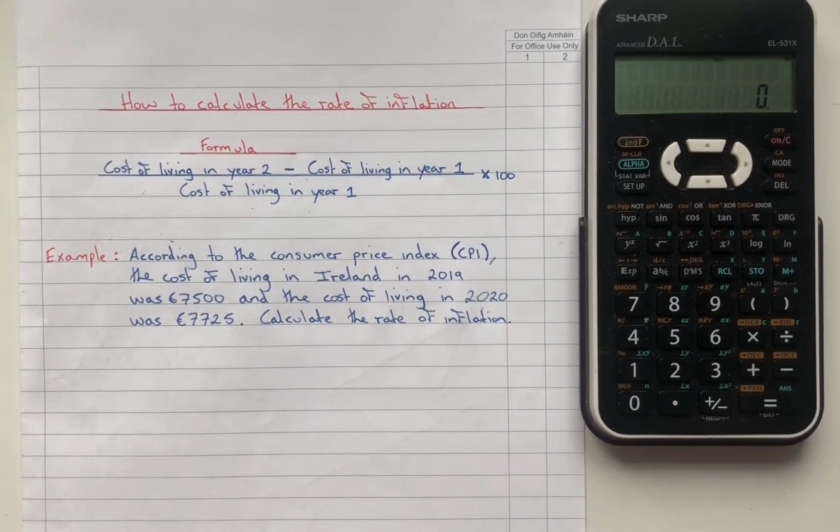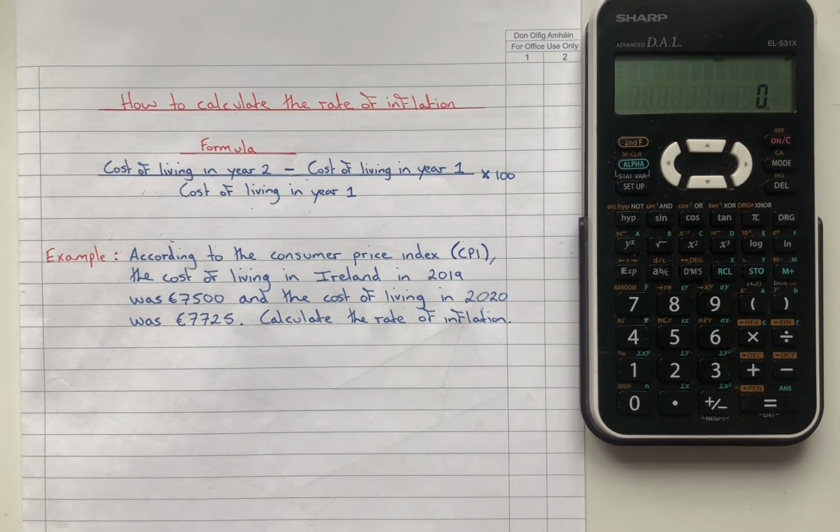Hi everybody, in this video I'm going to show you how to calculate the rate of inflation. When the price of goods and services in a country increases over a year, we say that there has been an increase in inflation, or an increase in the cost of living, because it costs a household more to buy the same goods and services than it did in the previous year. So this is called an increase in inflation. The percentage increase between last year and this year is called the rate of inflation.